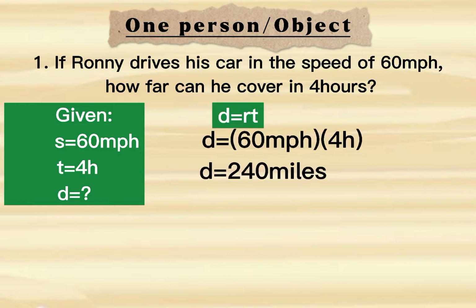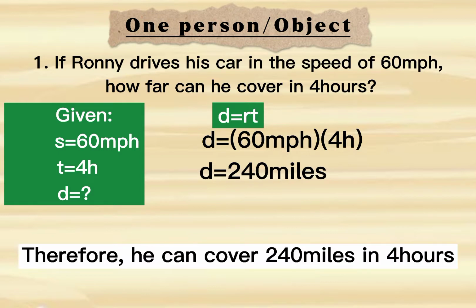So, we have our formula here which is D equals rate times time. So, i-distribute lang natin lahat ng mga given. D is equal to the rate which is 60 miles per hour times the time which is 4 hours. So, 60 times 4, that will give us the distance 240 miles. Therefore, he can cover 240 miles in 4 hours.